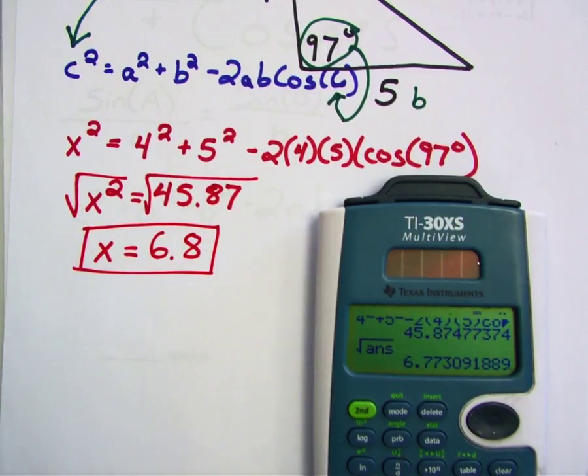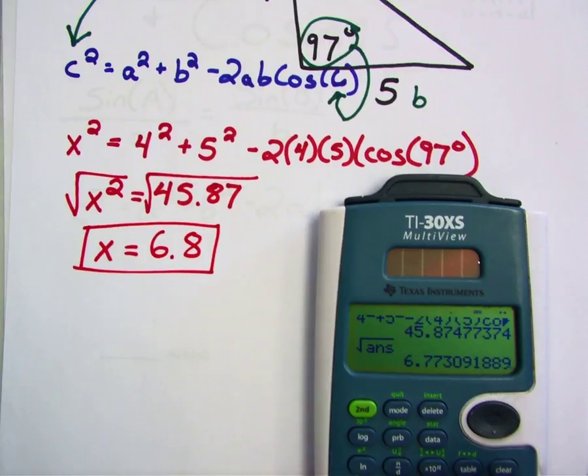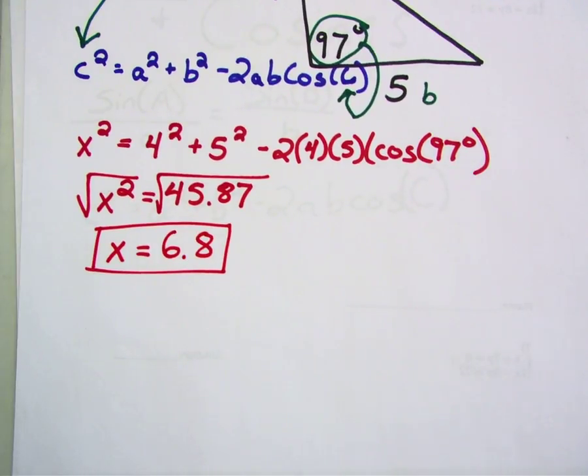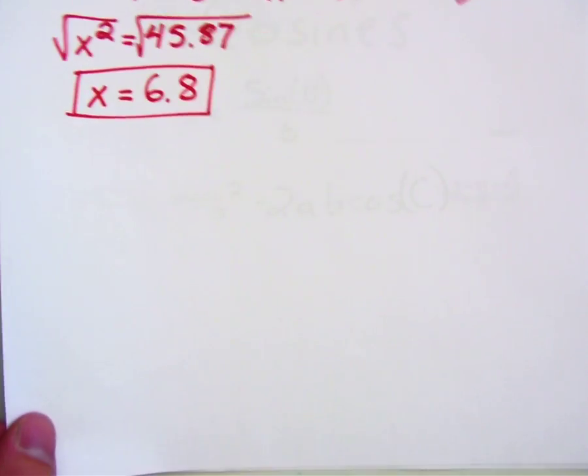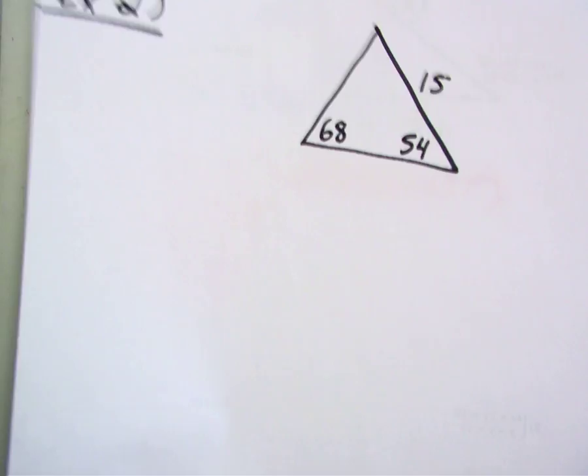So in this case, using the law of cosines wasn't that bad. We would rather have not. It's a little bit harder than using the law of sines, but we had to use it because we didn't have that opposite pair. Let's take a look at another example now, and we'll see which one we should use.